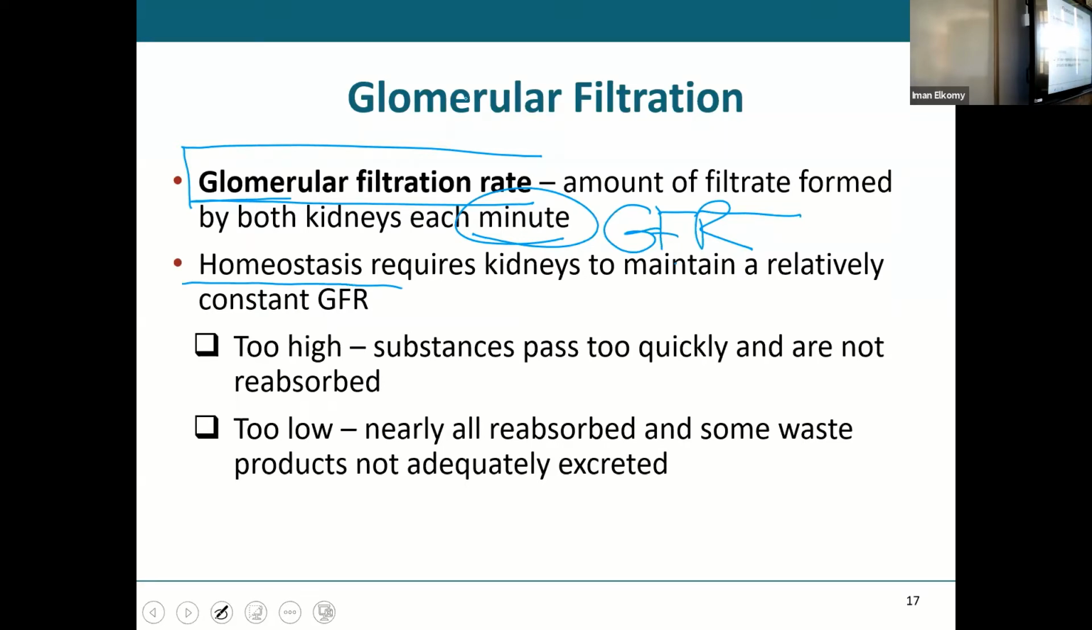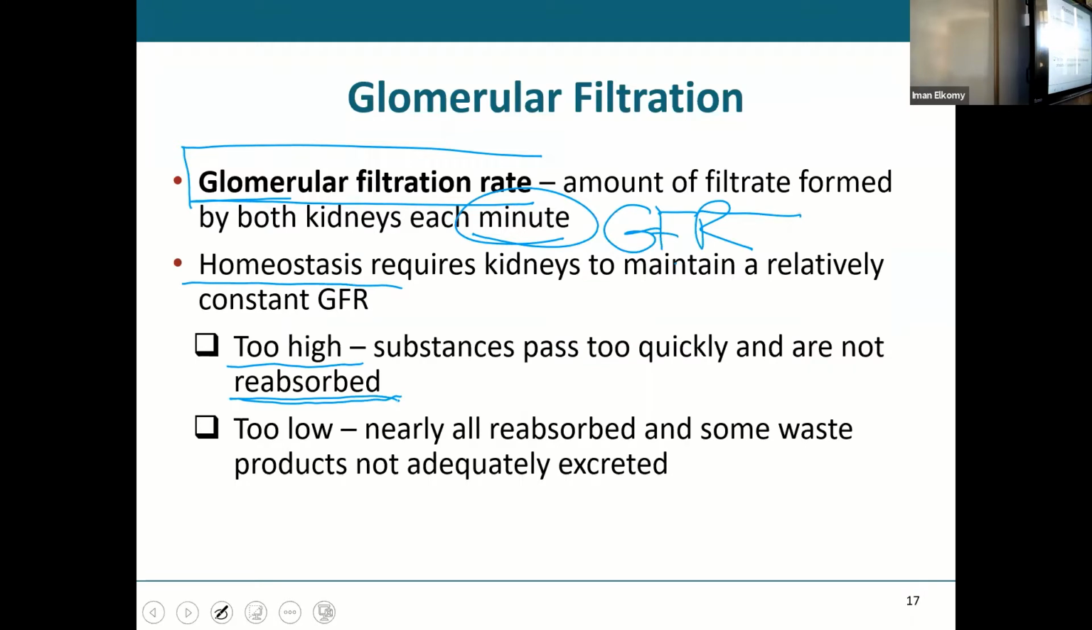Right. In order for the kidneys to help with homeostasis, that glomerular filtration rate needs to remain constant or as stable as possible. It can't be too high, can't be too low. If my glomerular filtration rate is too high, meaning the blood that's coming through there is being filtered, that filtrate is passing too quickly. If it's too high, you end up not absorbing what you should absorb, okay?